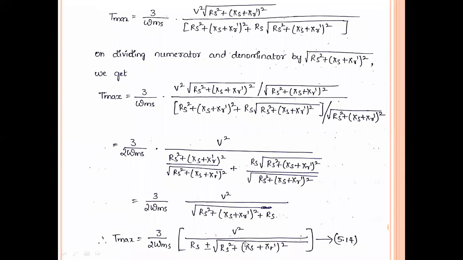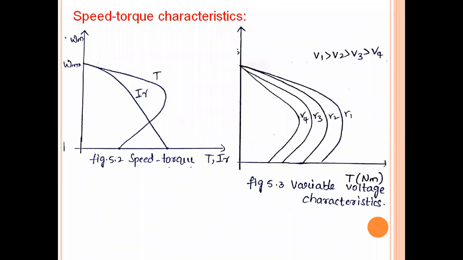Using this equation, we can plot different characteristics, for example speed torque characteristics, and we can also plot the speed current characteristics. Here I have shown two different types of characteristics. This is the general speed torque characteristic and speed current characteristic. The second figure, which is figure 5.3, shows the variable voltage characteristics between speed and torque with respect to different voltages.